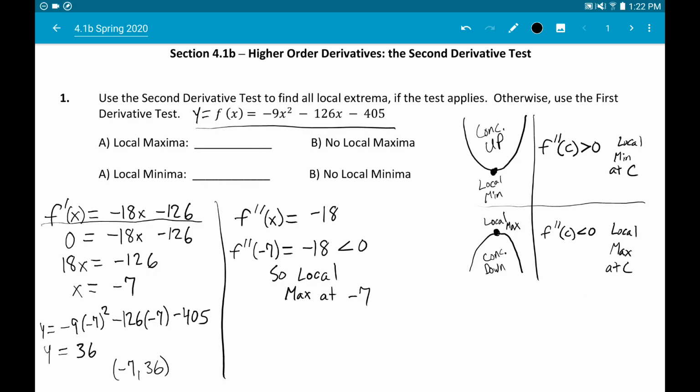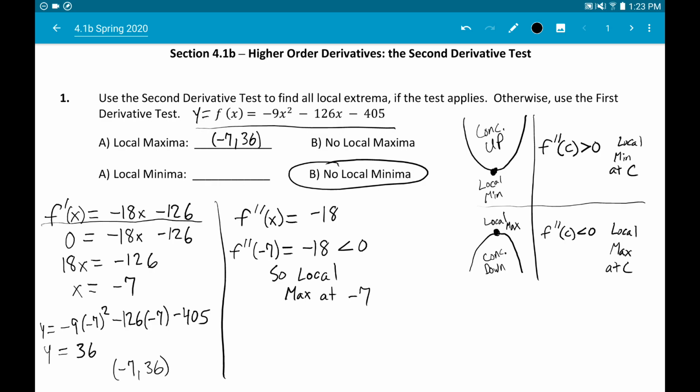Alright, and there we go. We can answer our question from that. So we know we have a local maximum, negative 7, 36. We don't have any other critical values, so there's just a button for you to click on Hawks that says no local min.